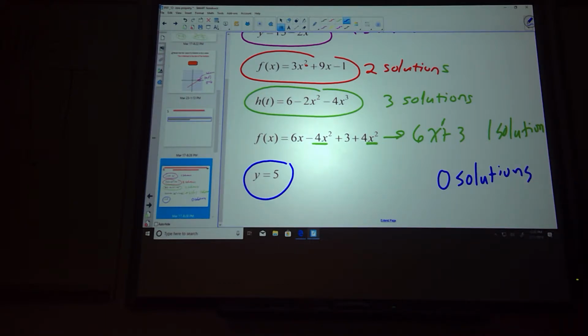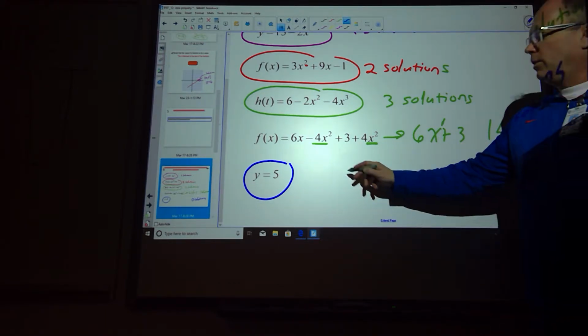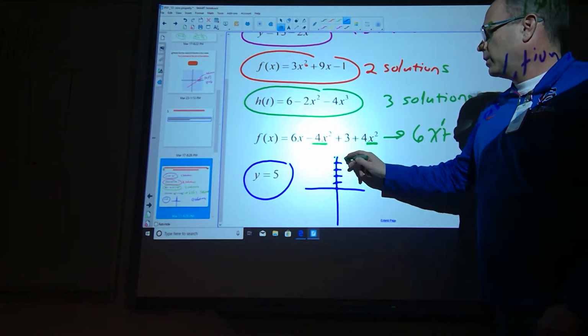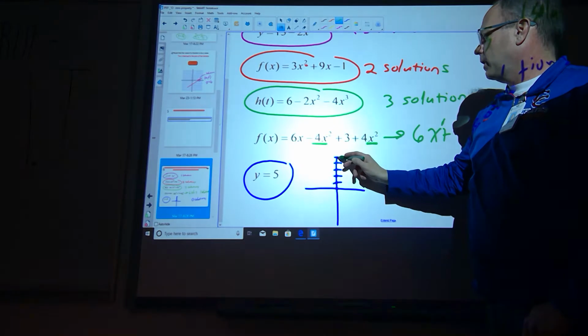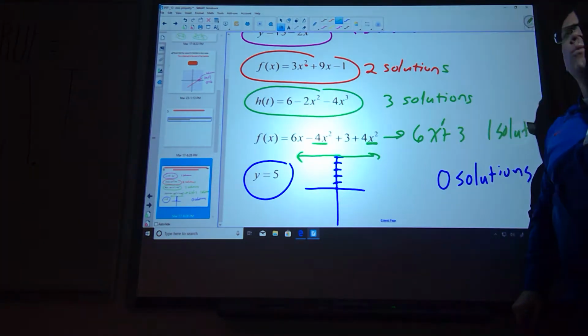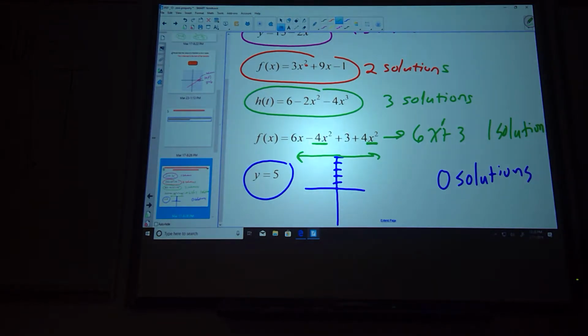Now, I'm not worried that you can graph everything, but if you remember back when we were graphing lines, this would have been a horizontal line like this. So if it's a horizontal line, would it cross the x-axis? No. If it's not going to cross the x-axis, we're not going to have a solution. So 0 solutions on that one. Good deal.